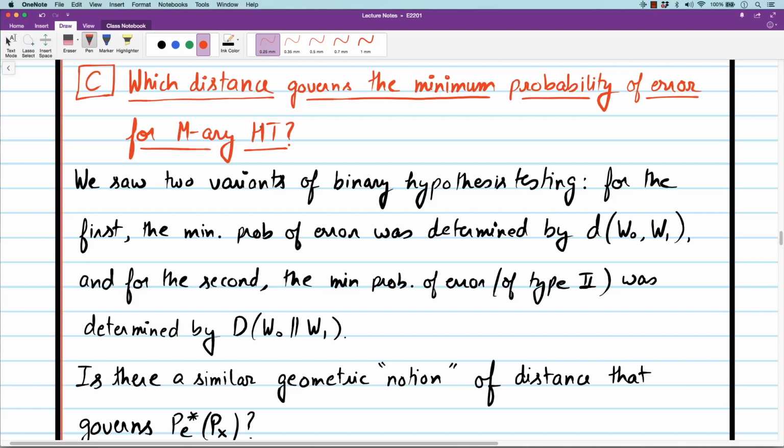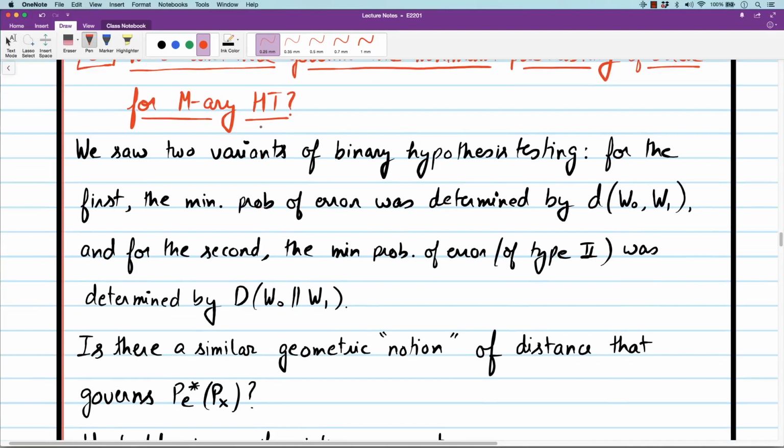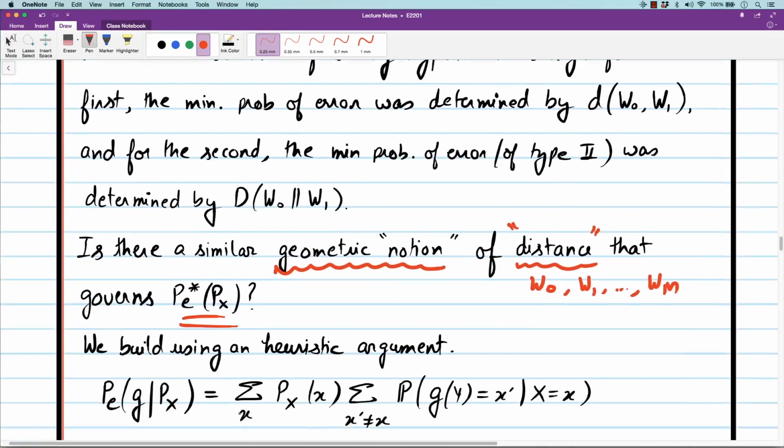So, slightly more formally, is there some geometric notion of distance? This is a distance between what? There are now M distributions, W0, W1, W2, up to WM, corresponding to M different values of x. So is there a notion of distance that governs this minimum probability of error? That's what we want to understand.